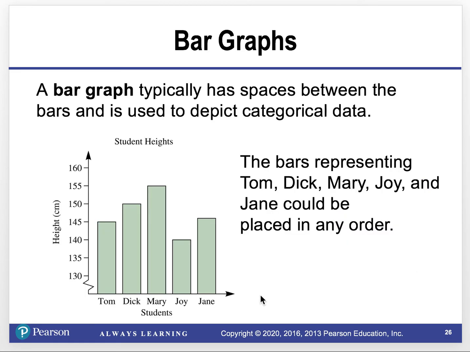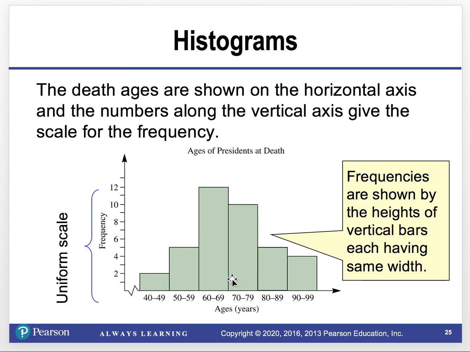Okay, now here's a bar graph. Look at the difference between what a histogram looks like and a bar graph. In a bar graph the bars aren't touching; in a histogram, the bars are touching. Okay, the order that we put these in down here, right? Tom, Dick, Mary, Joy, doesn't matter. The order that you align these does matter. You can't have the 40 to 49 over here and the 60 to 69 over here. You got to go in numerical order.